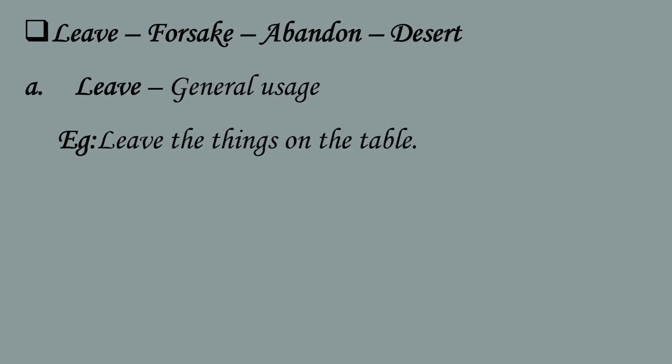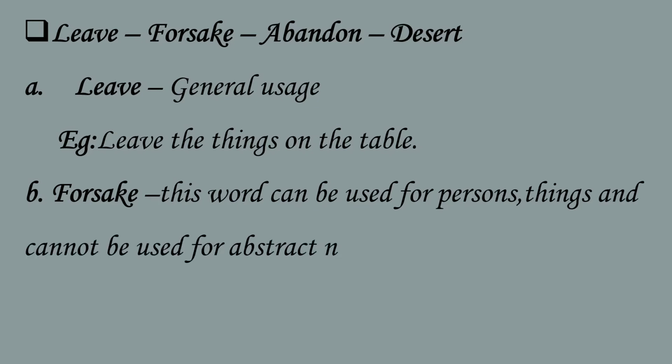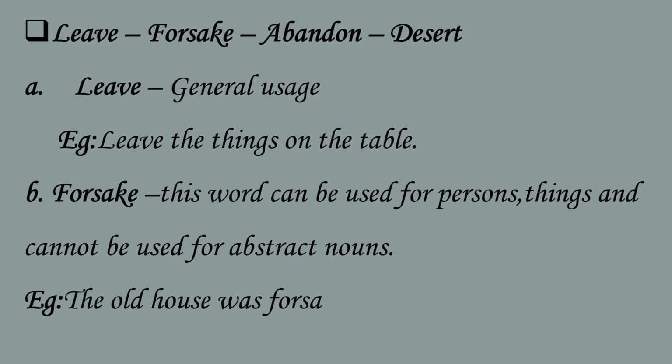So for example, leave the things on the table. So it's a very general statement. So that's the reason why we can use leave. And if we go for the next one, forsake. This word can be used for persons, things, and cannot be used for abstract nouns. So do remember, forsake can be used for persons and things, and should not be used for abstract nouns. So while you are speaking to someone, do use the appropriate words so that you could make your conversation much better and much more interesting. So if you see the example, the old house was forsaken.